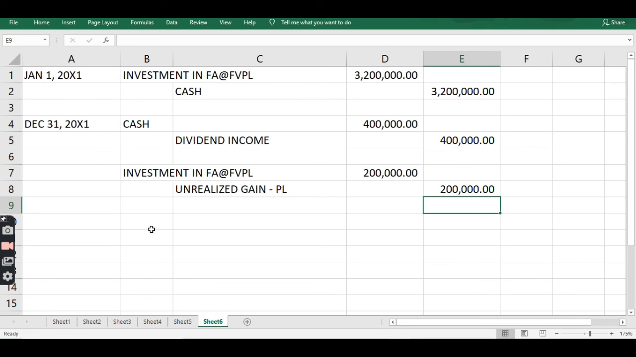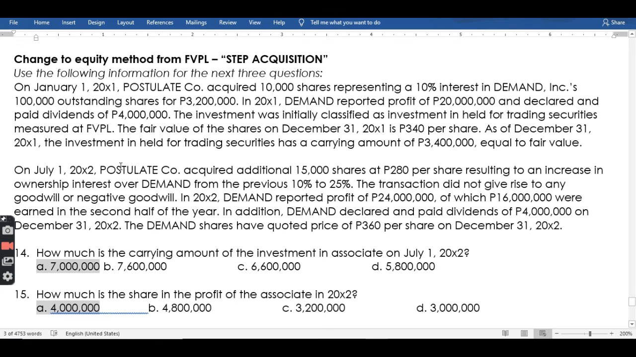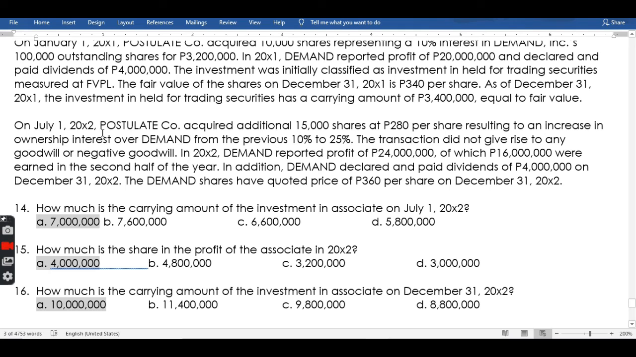Okay. Pagkatapos, punta na tayo sa next year. Sinabi, nung July 1, 20x2, Postulate acquired additional 15,000 shares at 280 per share, resulting to an increase in ownership interest over Demand from the previous 10% to 25%. The transaction did not give rise to any goodwill or negative goodwill. In 20x2, nag-report ng profit.